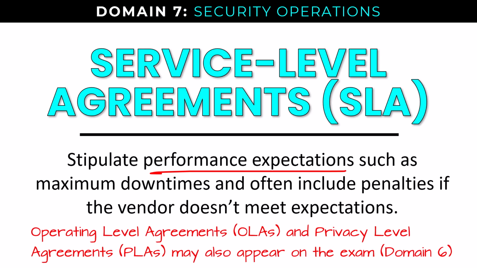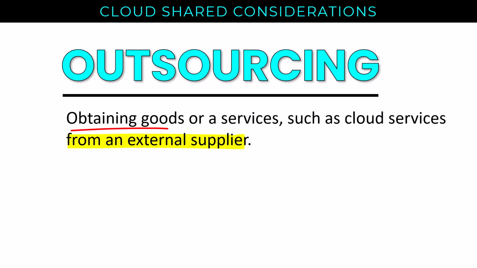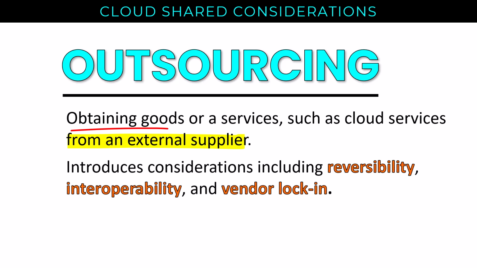Now, operating level agreements and privacy level agreements, OLAs and PLAs, may also show up on the exam. We're going to touch on those in Domain 6. Let's talk about outsourcing for a moment. Obtaining goods or services like cloud services from an external supplier. This introduces considerations like reversibility, interoperability, and vendor lock-in, all of which we've talked about previously.